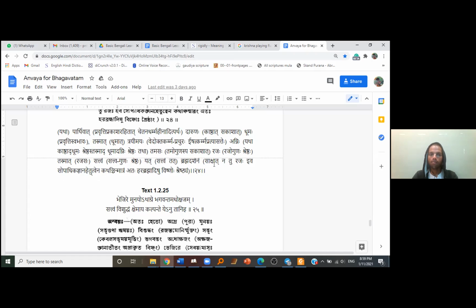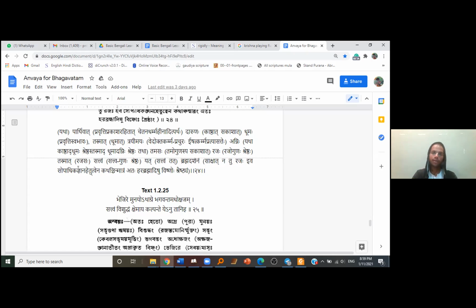This Sattvaguna is not like Rajoguna. Natu Rajah Iva, not like Rajoguna. Sa Upadhika Jnana Hetutvena Kathanchin Matram. Sattvaguna is backed by Jnana which is devoid of any Upadhi, Nirupadhi. But Jnana in Rajoguna, because in Tamoguna we don't have any Jnana, that is pure ignorance.